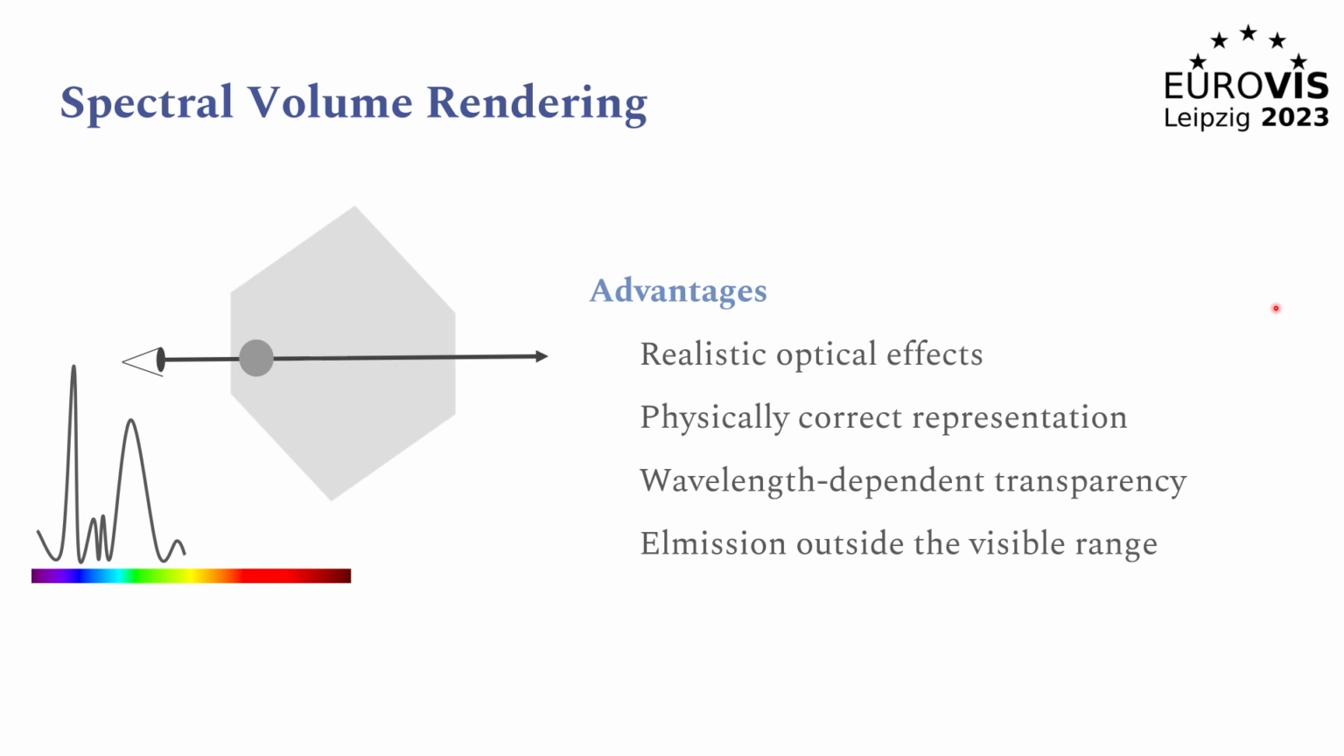It has many advantages for our purposes. For instance, it offers realistic optical effects and a physically correct representation of the spectrum. In addition, the transparency now depends on the wavelength and not on the alpha channel, like in traditional volume rendering. We can also deal with electromagnetic emission outside of the visible range, such as infrared or ultraviolet.